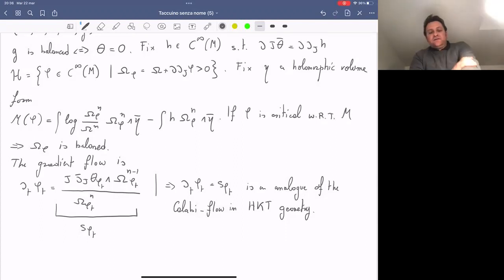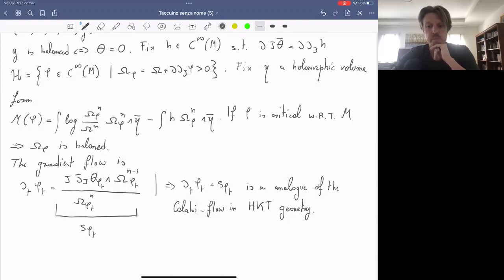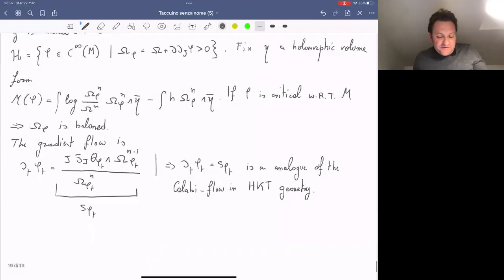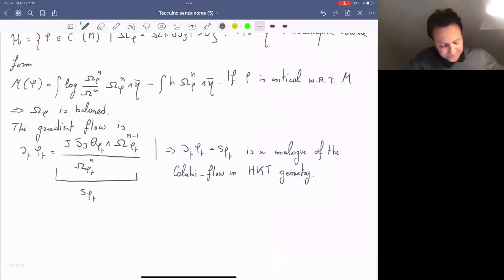If I still have 5 or 6 minutes, I'd like to describe another open problem in HKT geometry. I've not worked on this one, but I think it's interesting, and it's the problem about the existence of something that people call strong HKT metrics.